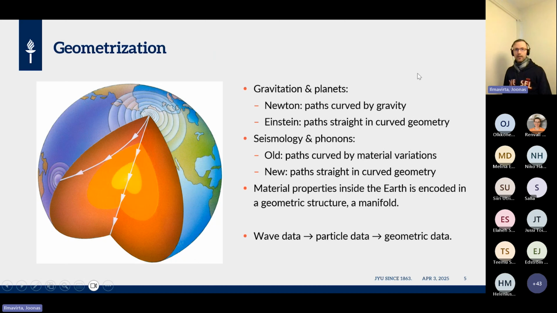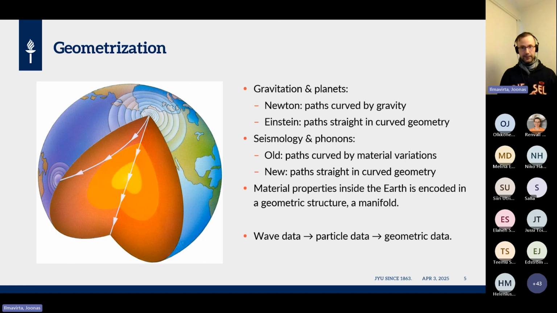So then I want to geometrize the picture, and to make sense of the concept of geometrization, I should start with an analogy to something much older: gravitation and planets. In Newton's theory of gravitation, the paths of planets are roughly ellipses, and they are caused to be curved by the gravitational pull of the sun. But in Einstein's theory, the planets do not have a curved trajectory. Instead, planets go straight. I mean, they seem to go around the sun, but that actually means going straight. But they go straight in a very specific kind of curved geometry.